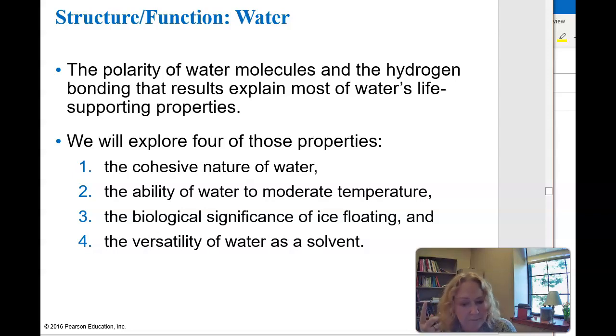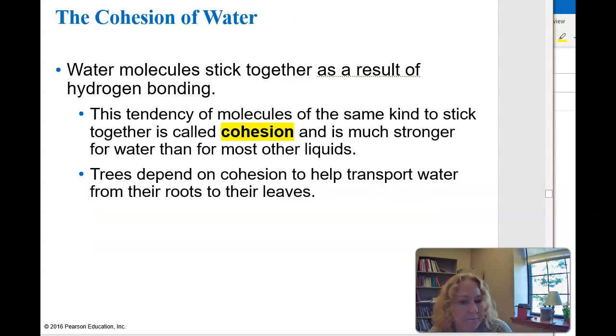There are four. Cohesion of water, which we're going to talk about next. The ability of water to moderate temperature, which we'll talk about. The biological significance of floating ice. I got you this. Oh, my ice is melting. There's ice at the top. See it? There's ice cubes at the top. And the versatility of water as a solvent.